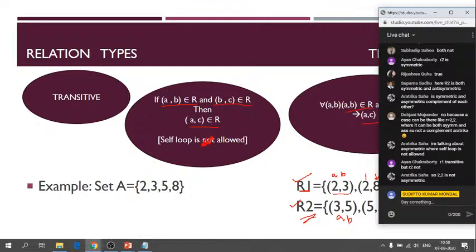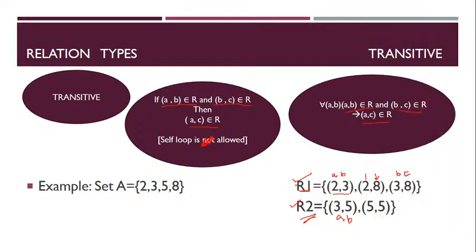In the other cases, either it is following the rule, or it is not violating the rule. R2 is not violating the rule. That's why R2 is transitive. Why is R1 transitive? Because R1 is following the rule. Why is R2 transitive? R2 is not violating the rule. Why is it not violating the rule? Because in the relation R2, AB is there, BC is not there. And that's why we can't expect AC, and that is the reason R2 is transitive, because it is not violating the rule.